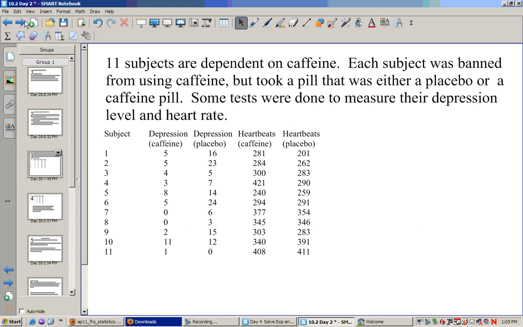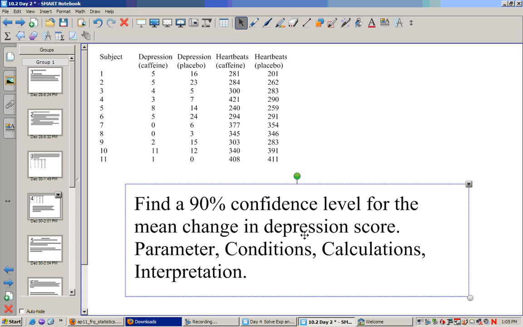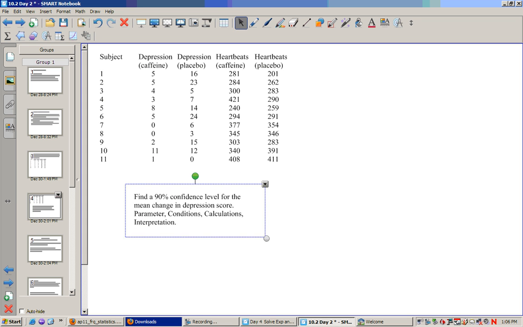So here's an example. 11 subjects are dependent on caffeine. Each subject was banned from using caffeine, but took a pill that was either a placebo or a caffeine pill. Some tests were done to measure their depression level and heart rate. So let's go through this and make a 90% confidence interval for the mean change in depression score.